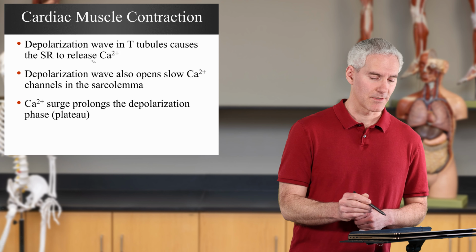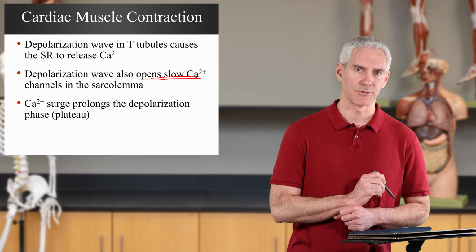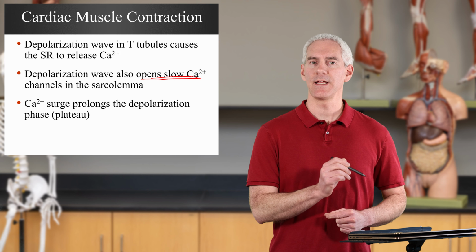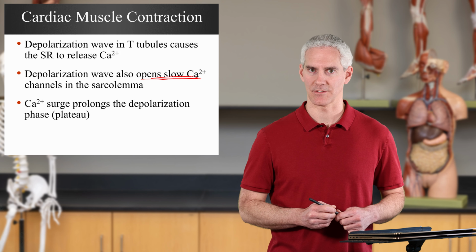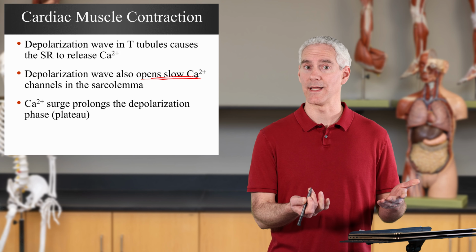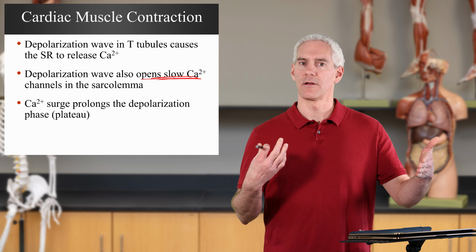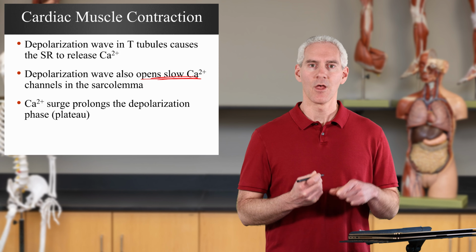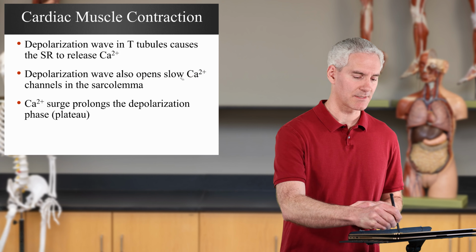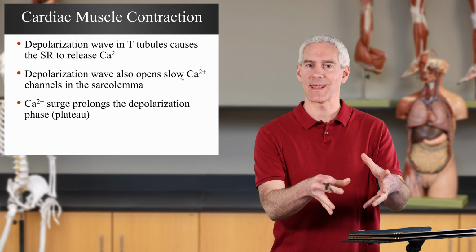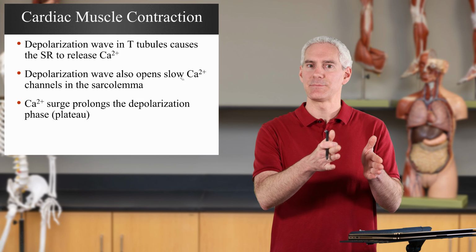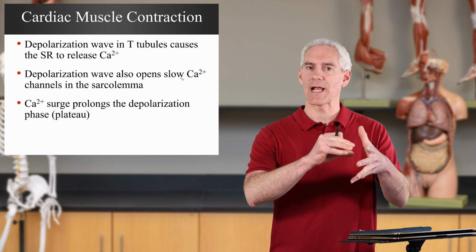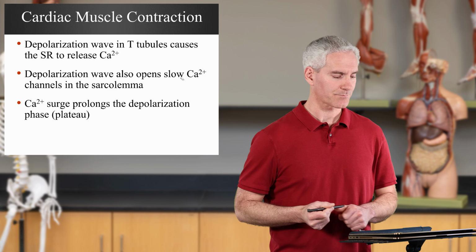But here's a new part. Slow calcium channels. The cardiac muscle cells have a second set of slow calcium channels to open. This is also why there's a longer absolute refractory phase. Because these slow calcium channels are not going to simply just dump all the calcium in. It takes a little more time. And as that keeps building, the contraction keeps occurring.